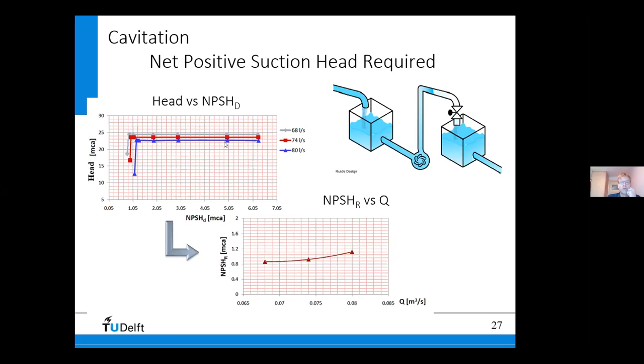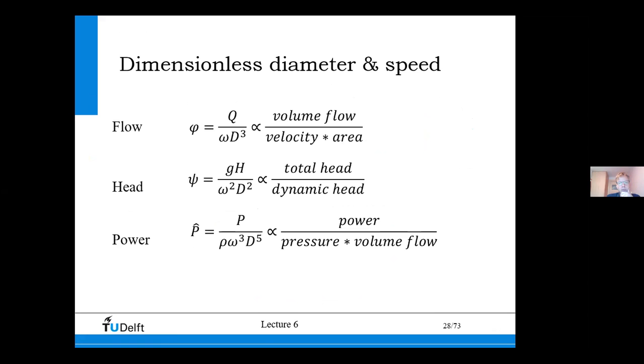And if you look at the available one, in a system, if you have higher flow losses, you will normally have higher losses. So if you have a higher velocity, a higher Q through the system, you normally have a lower available net positive suction head because you have higher losses. We will discuss that also next Tuesday with an example.